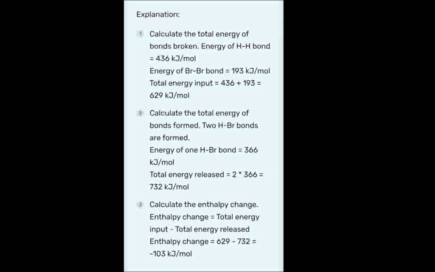Then there is a numerical. You have to calculate the total energy of the bonds broken. So energy of hydrogen bond, bromine bond, total energy you have to calculate. Then you calculate the total energy of bonds formed. Because the energy values are given, you just need to multiply and get the answer, and you just subtract. You calculate your enthalpy change as total energy input minus total energy released, and you get minus 103 kilojoule per mole. So these are the two questions from this paper.